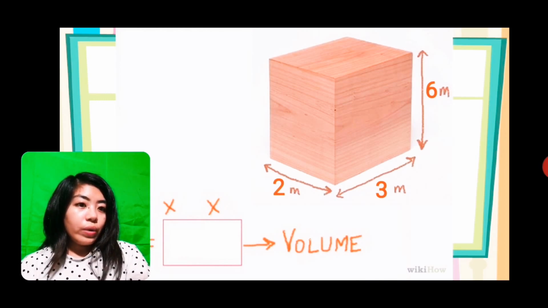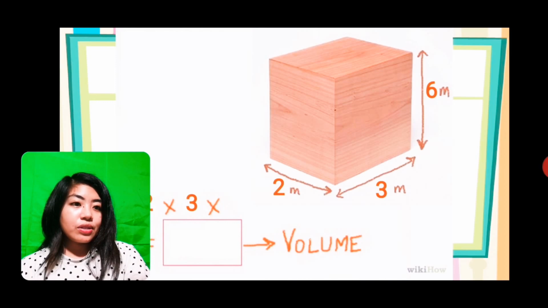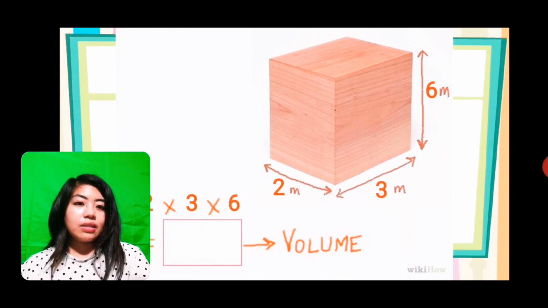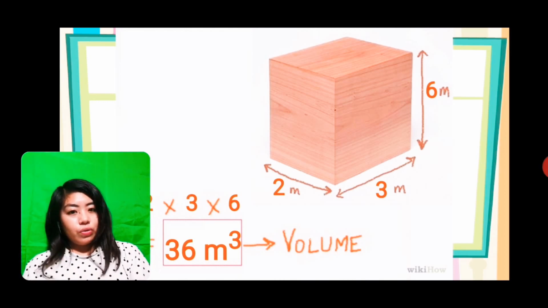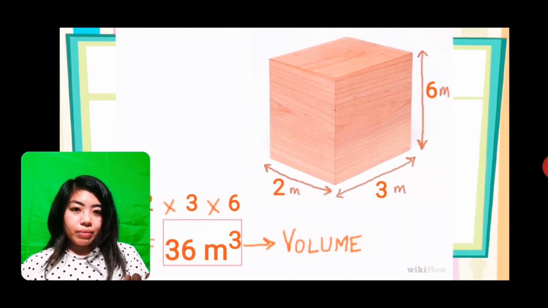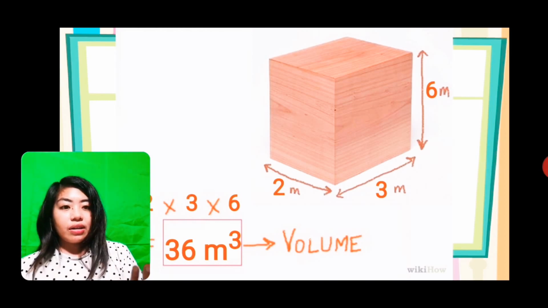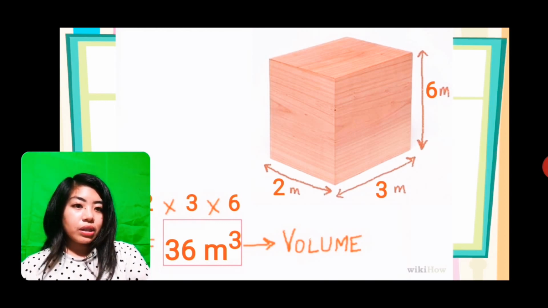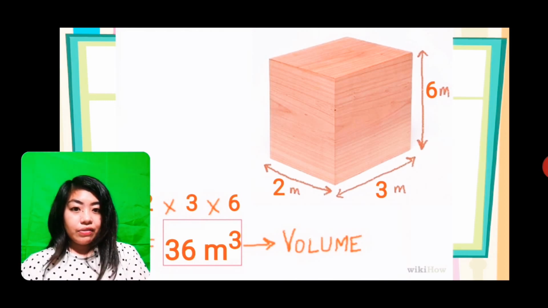So, we have 2 times 3 times 6. So, that is equivalent to 36 meter cube. So, meter cube na yung naging unit of measurement natin kasi nga isa siyang regular solid. So, pinag-multiply natin yung 3 meters. Ayan. So, that is the volume.